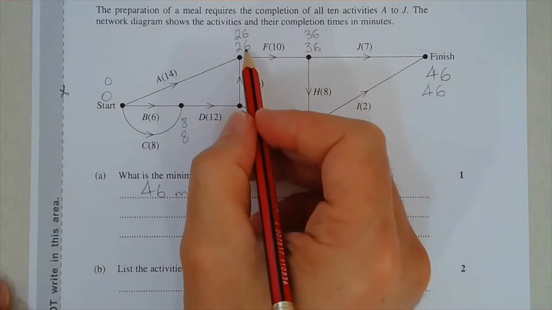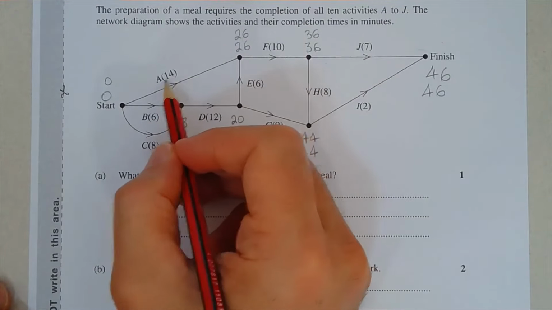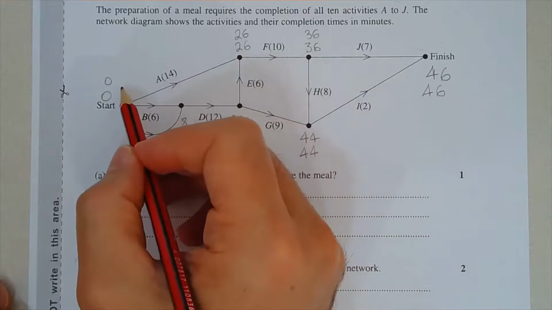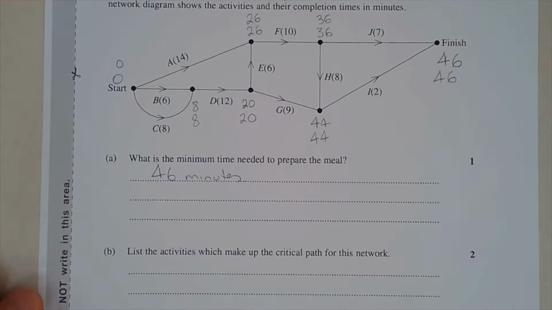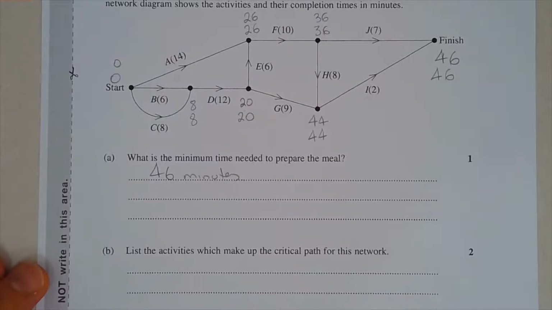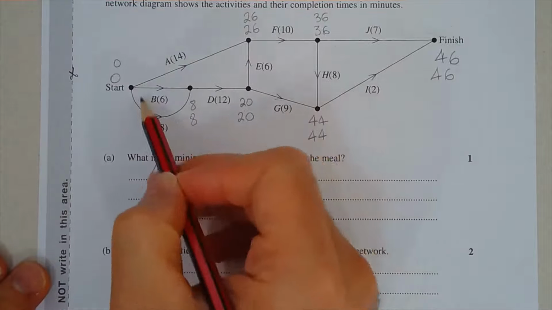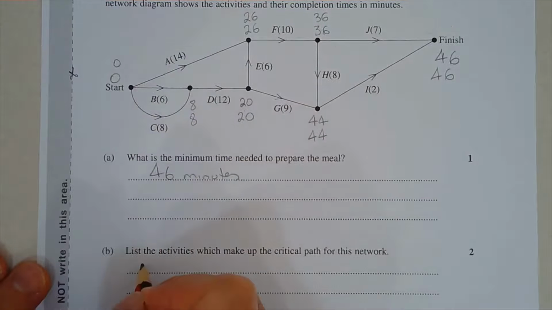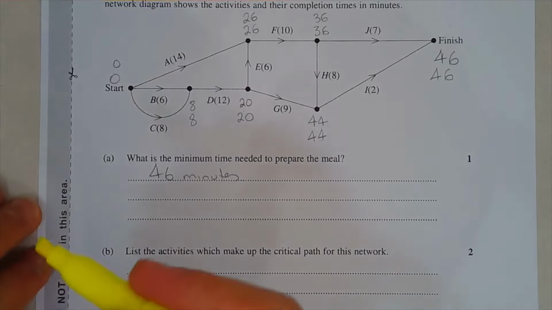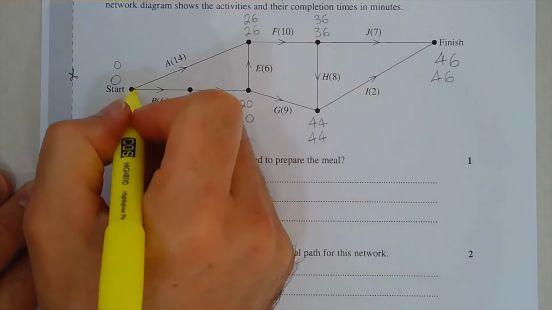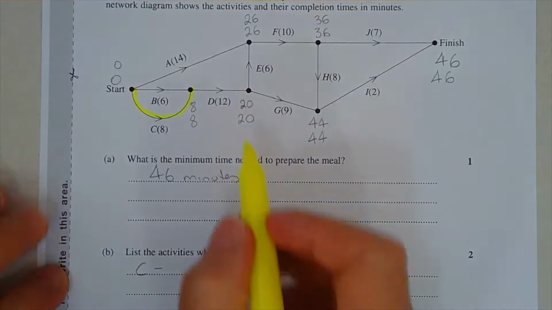We also have 26 minus the time for activity A, 26 minus 14, that gives us 12, but 0 is clearly less than 12. So again, we take the lower of the 2 numbers. So the activities which make up the critical path for this network, we've got this one here, C. In fact, I could highlight this and it might make it easier to see. So we've got that one there.